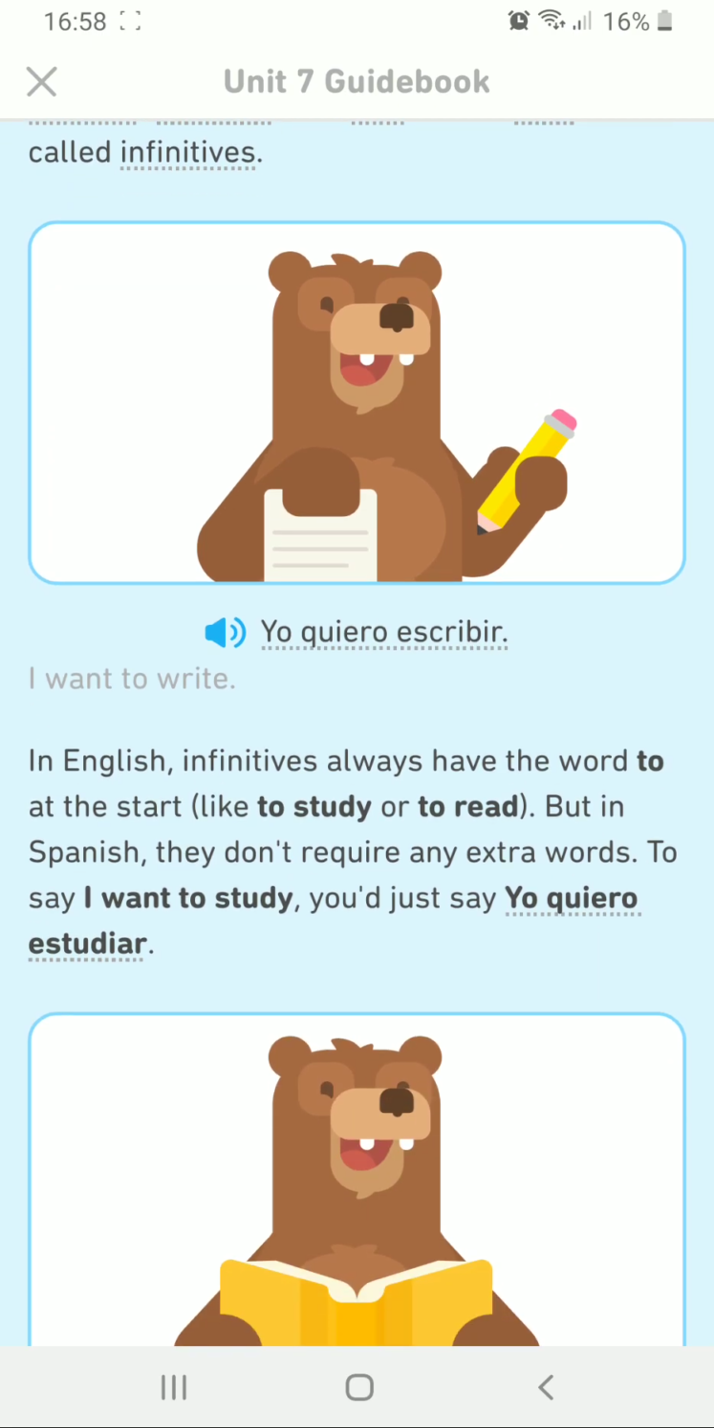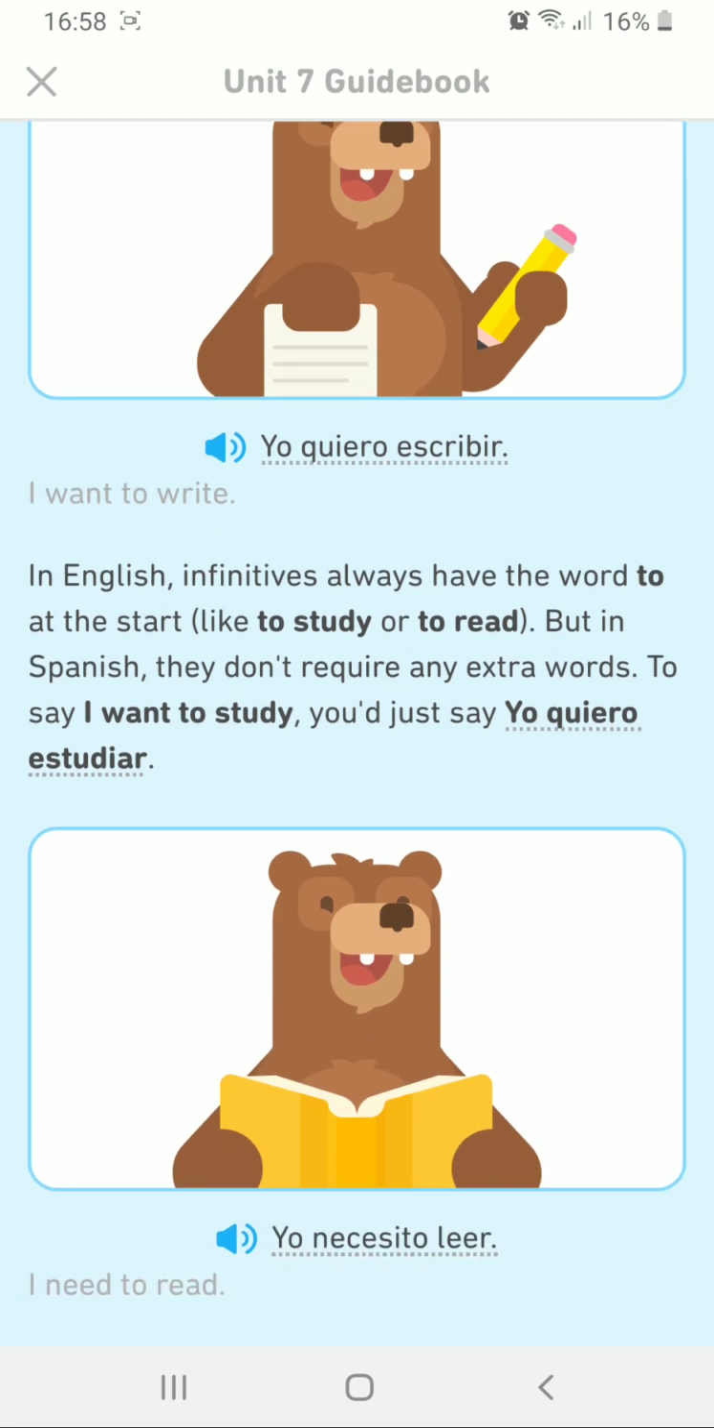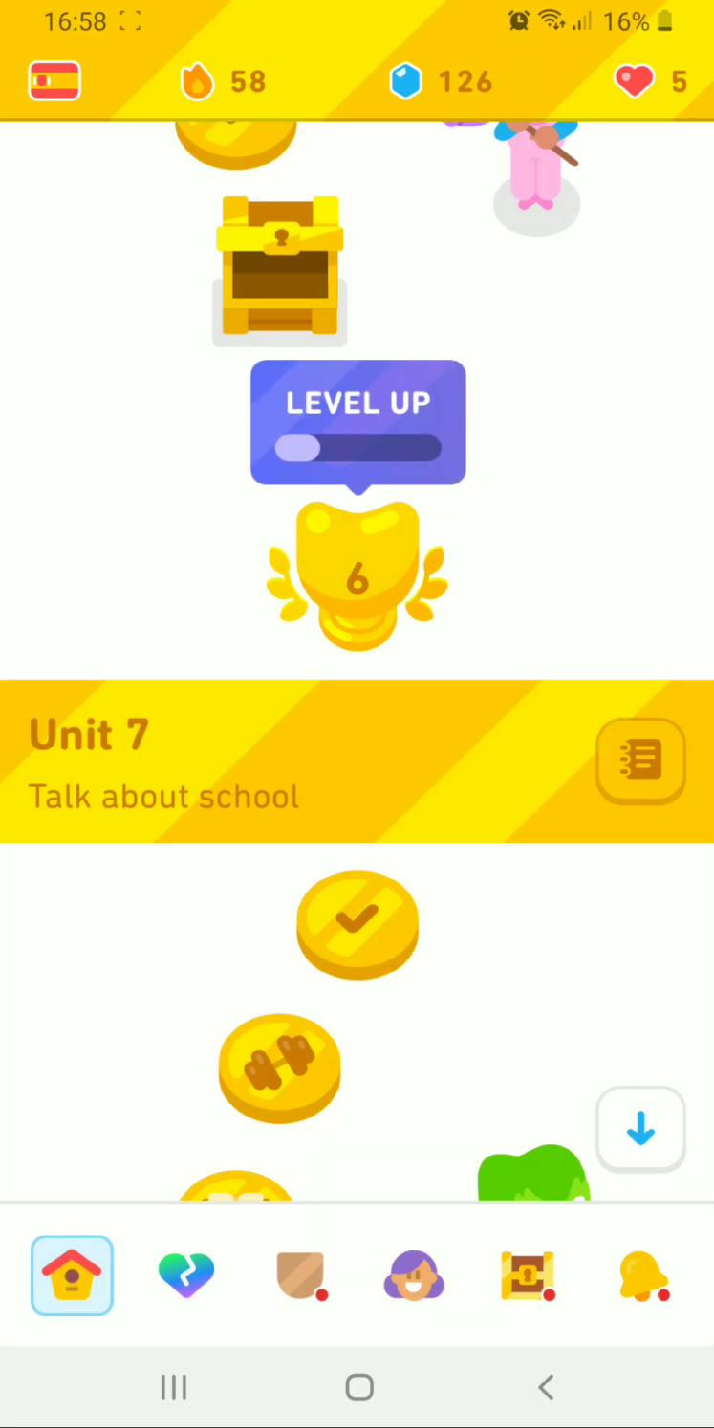In English, infinitives always have the word "to" at the start, like "to study" or "to read", but in Spanish, they don't require any extra words. To say "I want to study," you just say "yo quiero estudiar." "Yo necesito leer," for example. So that's another example. We'll continue with Spanish, of course.